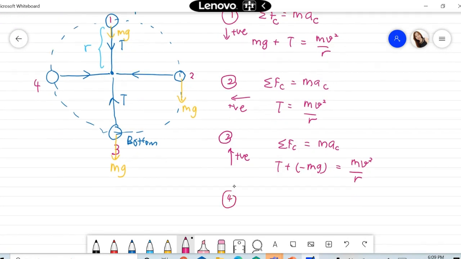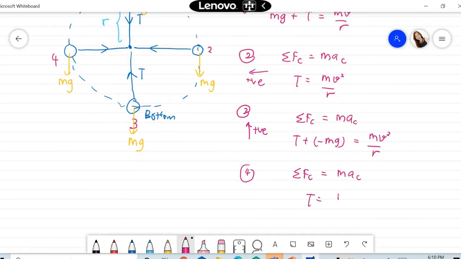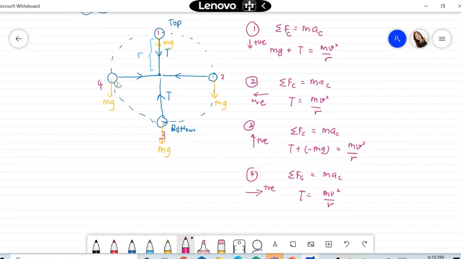At position number 4, 4 is here. So I can also draw the mg here, but it is in a vertical component. The horizontal component means centripetal force, and therefore I have Fc equal to MAC. There's only one force, which is the tension force. So T is equal to mv squared over r, where we take moving to the right as positive. So these are a few positions that you can apply Newton's law at, these 4 different positions.